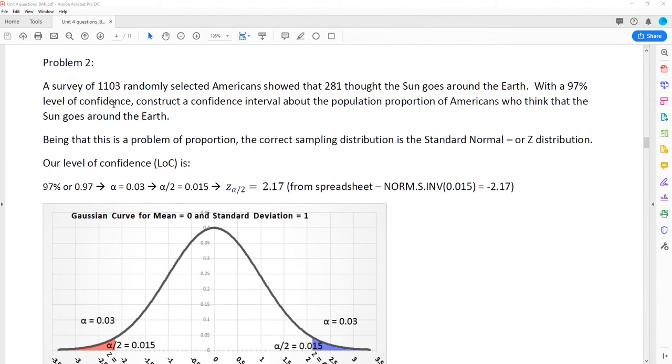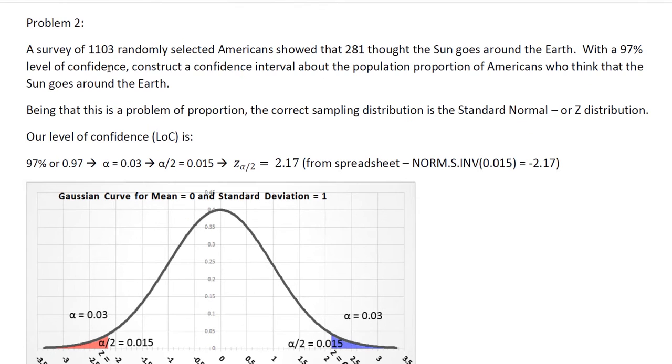Let's take a look at problem number 2. Now that we have the basics, we're going to cover this one a lot faster.